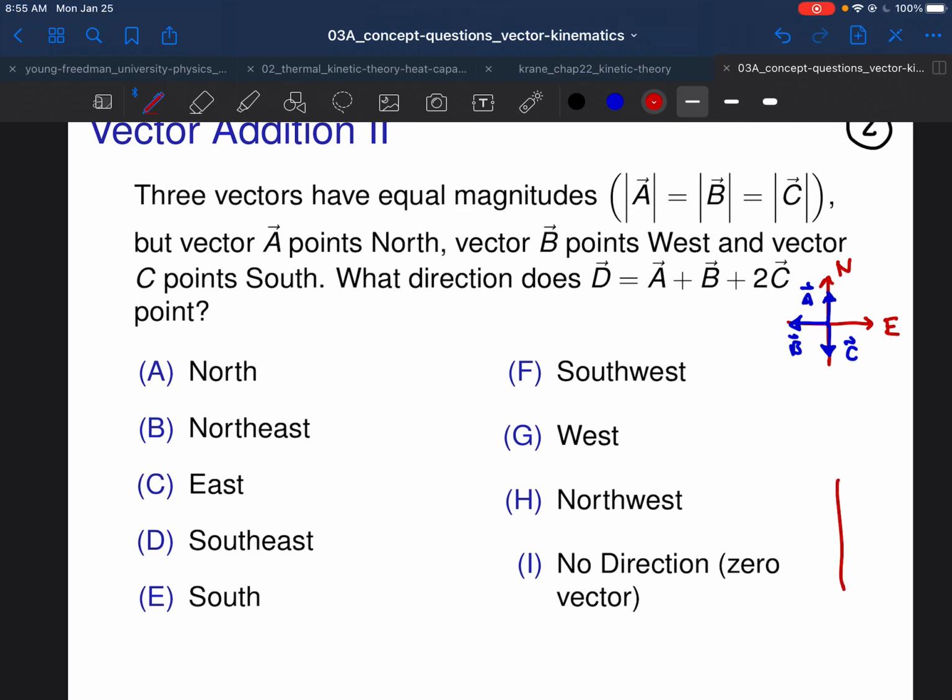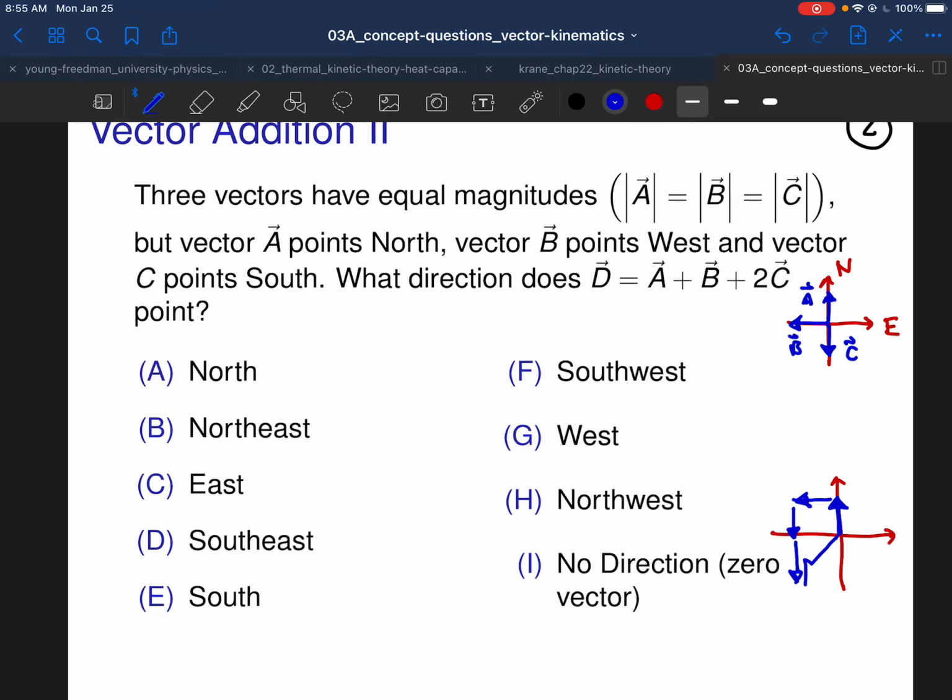Okay, well, let's just try it. So we'll give ourselves a new coordinate system. A points north. B, add that to it, meaning put its tail at the head of A, points west. And 2C: 1C, 2C. And where is the resultant?